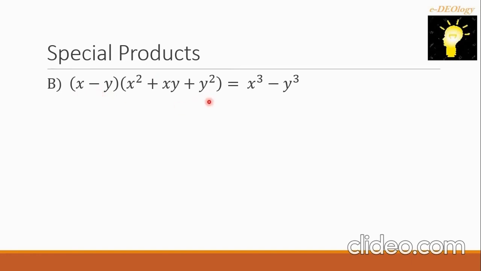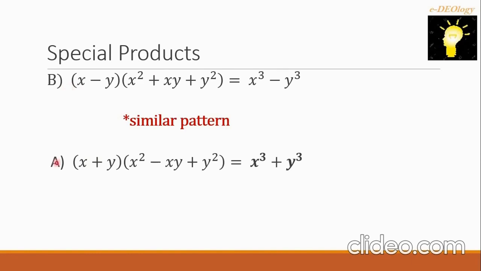positive y squared. So if a certain multiplication of binomial and trinomial falls in this category, we can simply write the final answer as a simple one. This is x cubed minus y cubed. Formula B, or special products A and B, have a similar pattern.